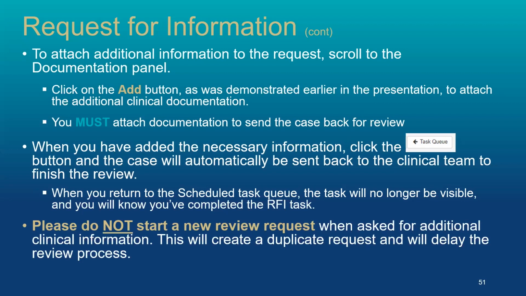The biggest thing I cannot stress enough for requests for informations is please do not start a new review request when we ask for more information. All it does is take your time, our time, creates a duplicate request, and then it delays the review process because then we have to try to go in and figure out, okay, is this the request that we sent back? Is this a different request? So anytime you get that email that says we need more information, you must go in through the task queue, start the task, and attach the documentation. Don't start a new one.